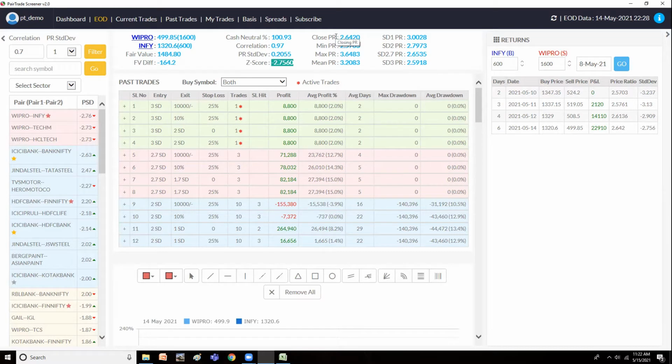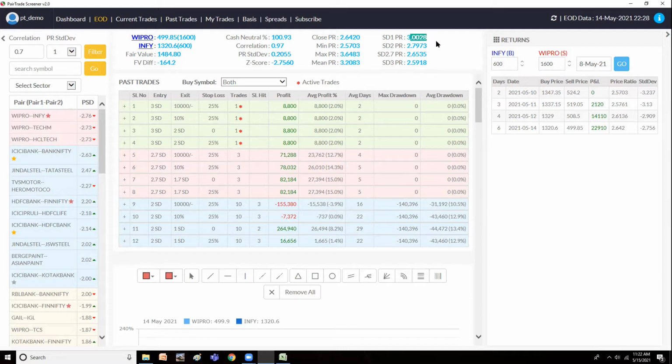Based on the mean price ratio and standard deviation, if we calculate what the price ratio would be at different standard deviation levels. At 0 standard deviation, that means the mean, that would be 3.20. From the mean, if you go with 1 standard deviation, this is in minus, right? So we have to go to the negative values. 3.20 minus 0.20, which would be 3.